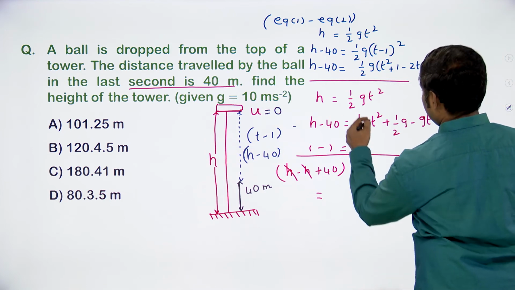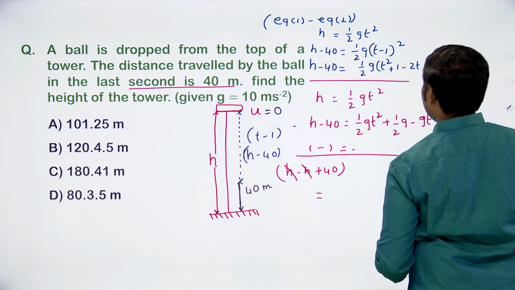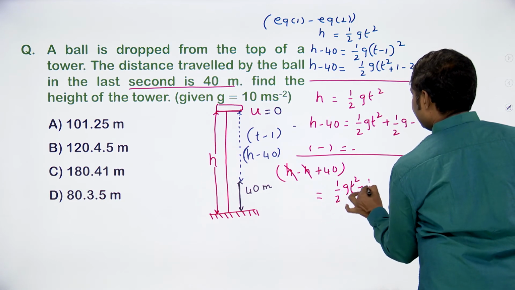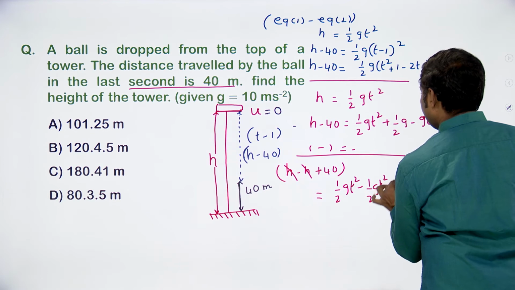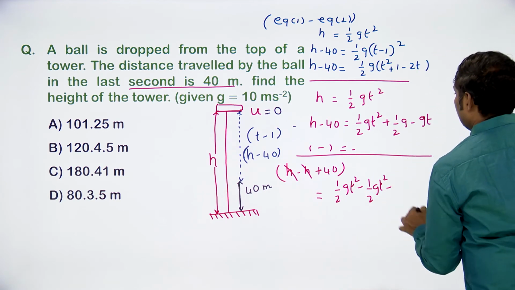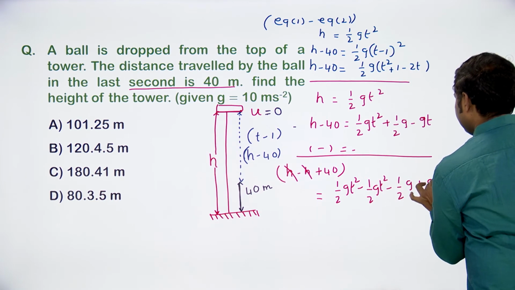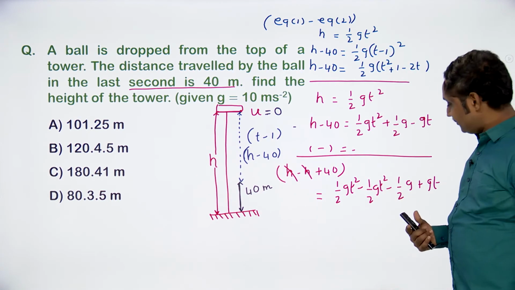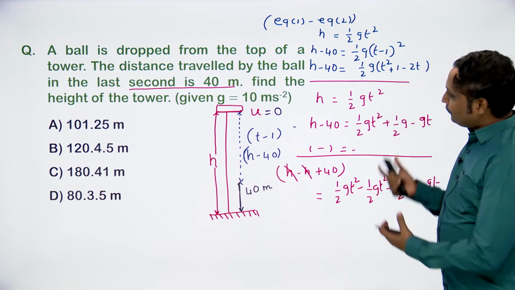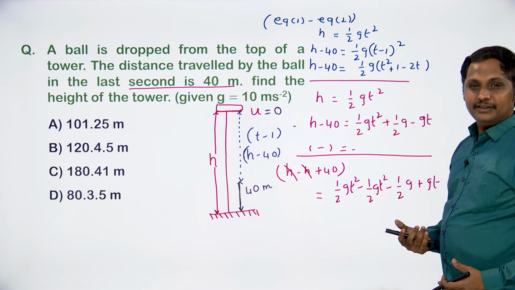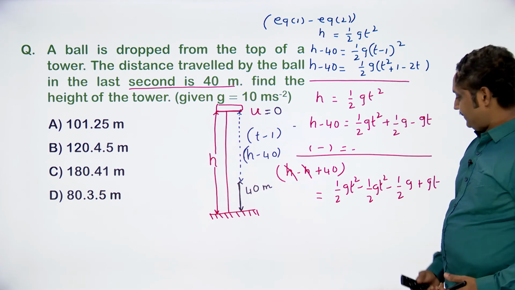it is going to be cancelled, and 1 by 2 g t square minus 1 by 2 g t square minus 1 by 2 g plus g t. It is very clear, we can get this equation, all right. Easily we will solve this problem by applying that subtraction method, all right. Okay, let us have the look.